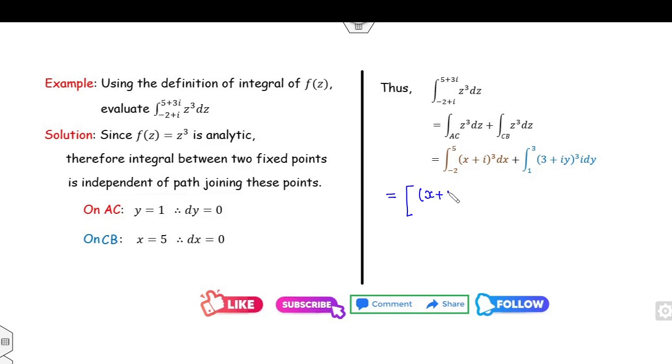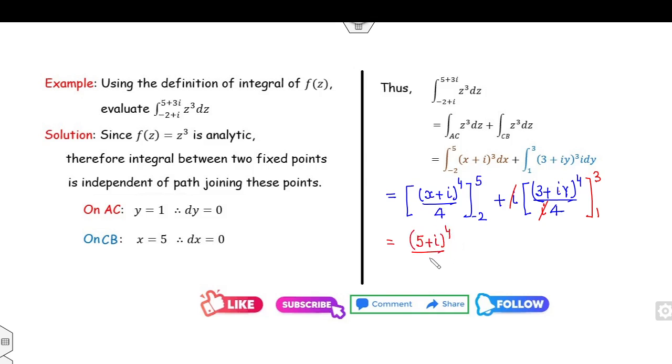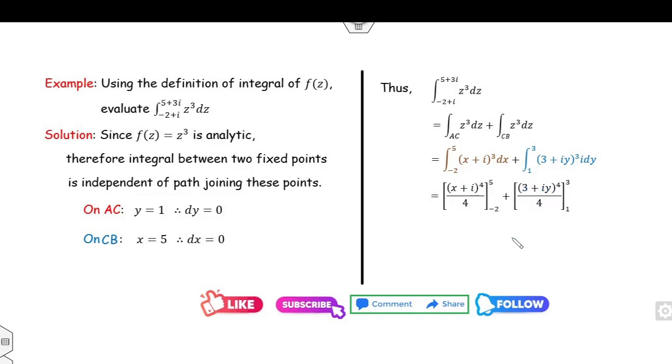It will be (x plus iota) raised to power 4 divided by 4 from -2 to 5, plus iota is my outside. It is my (3 plus iota y) raised to power 4 divided by 4, as well as the derivative of this inside quantity, from 1 to 3. So this iota will be cancelled. Now you can substitute the upper limits. It is (5 plus iota) raised to power 4 minus (-2 plus iota) raised to power 4, over 4, and so on.